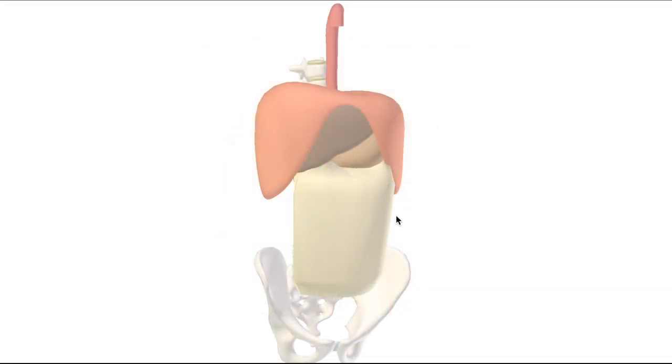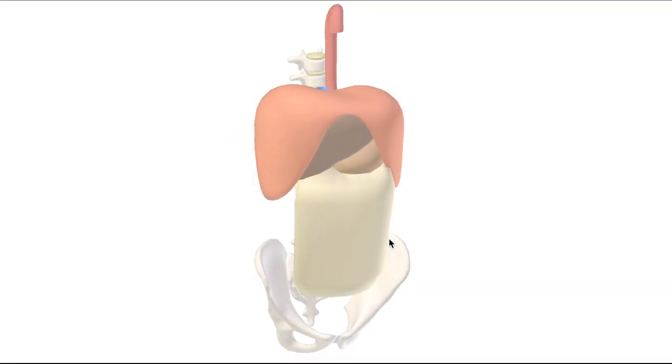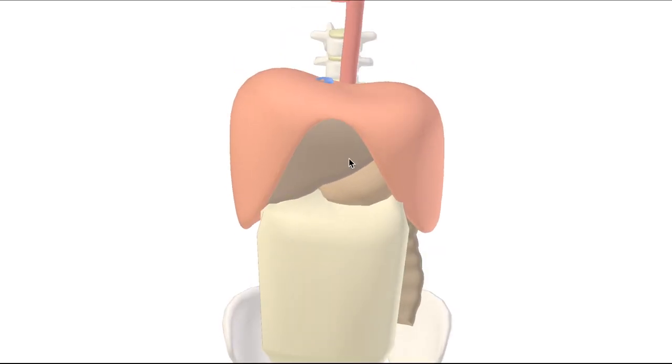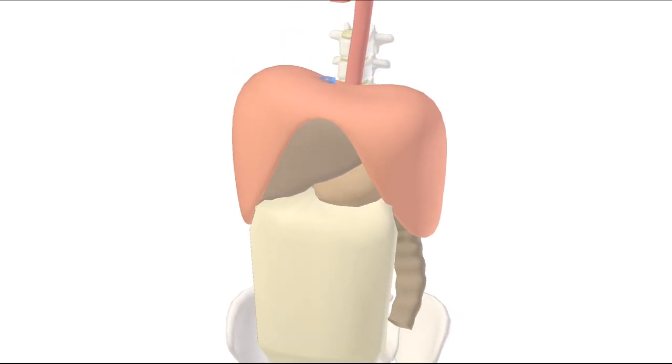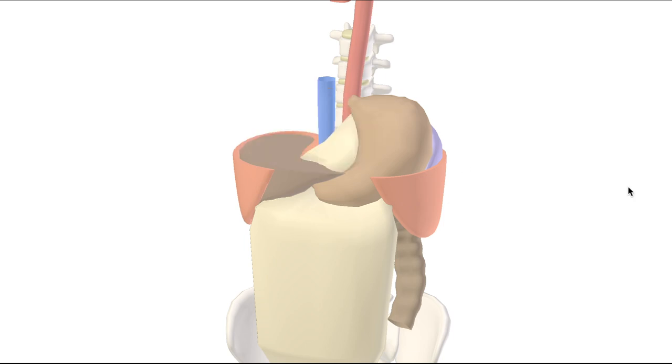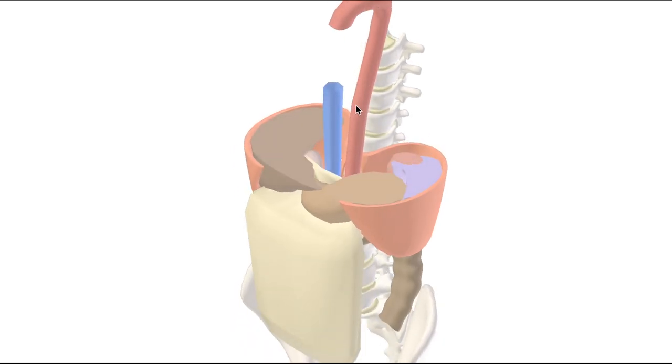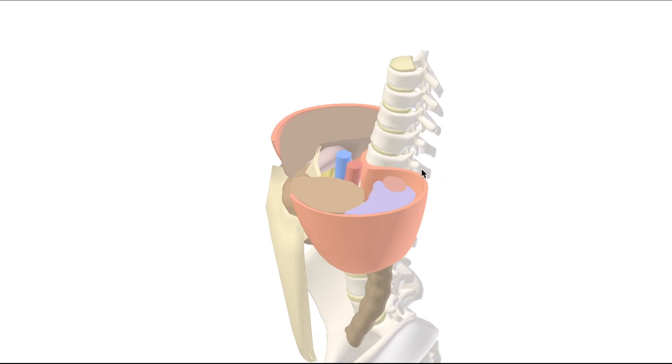In this video, we'll be clarifying some concepts of the lesser sac. Let's just get our bearings a little bit first. So we have the diaphragm here, cutting away these organs one by one for a better view. We have the liver, we have the stomach, we have the lesser omentum here, and we have the spleen down the back, a little bit of the kidney there as well. We also have the aorta and part of the inferior vena cava.